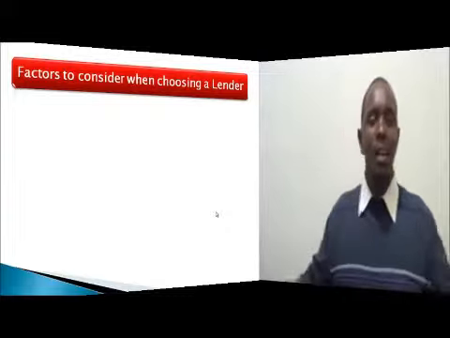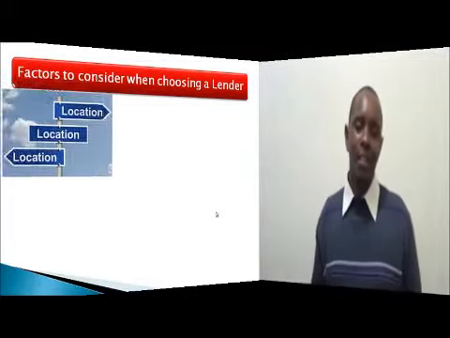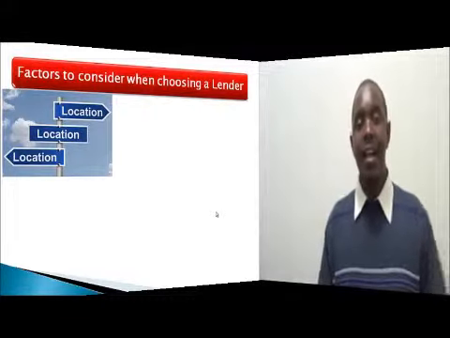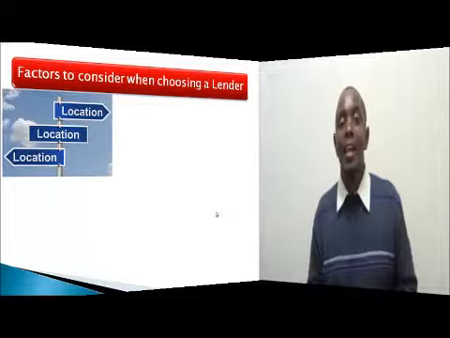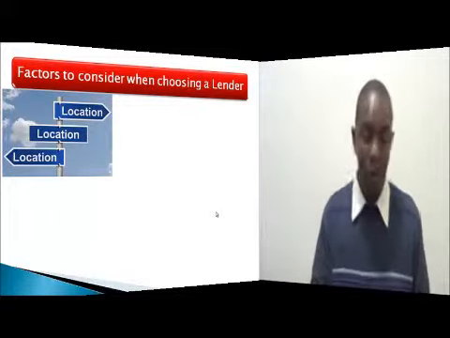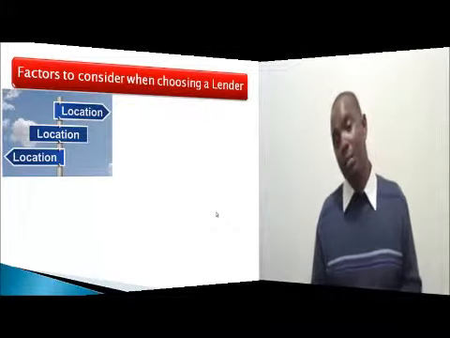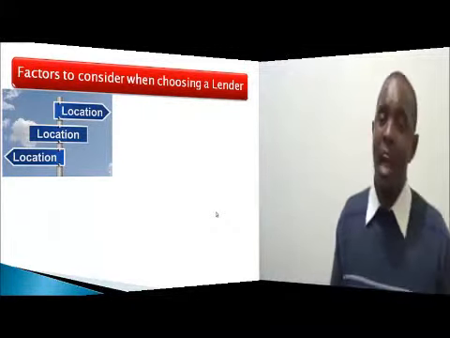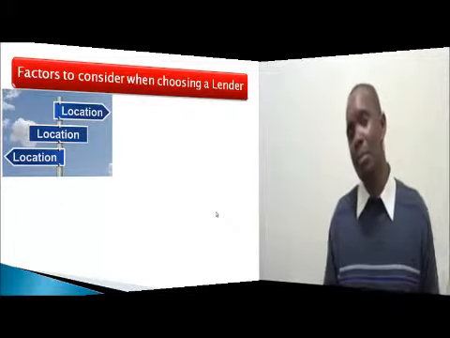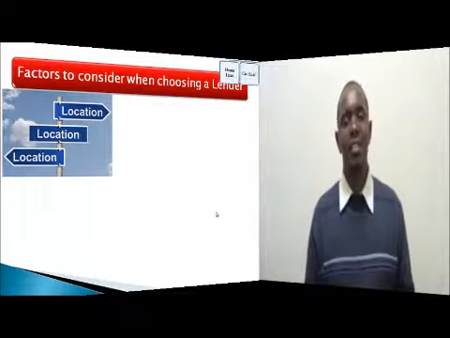So let us look at the factors to consider when choosing a lender. The first one is the location. How far is the lender from your business or from your house? This will help you when you're making the repayments, and also with the indirect cost. Maybe you have to travel in order to make deposits when you have to repay your loan. So the location is important.